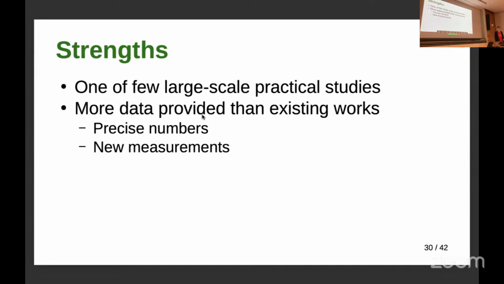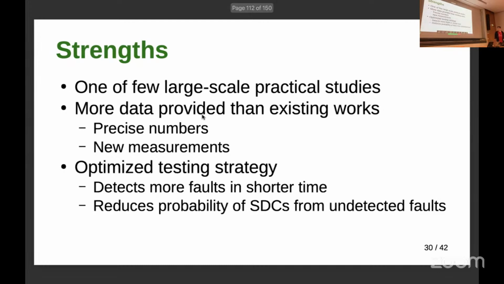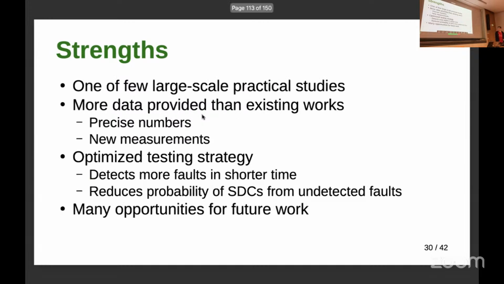They also do, in fact, manage to propose an optimized testing strategy, which they demonstrate is able to detect more faults in a short amount of time and reduces the probability of silent data corruptions from undetected faults using a temperature control system. At the end, they also point out a number of opportunities where future work could expand on their findings.